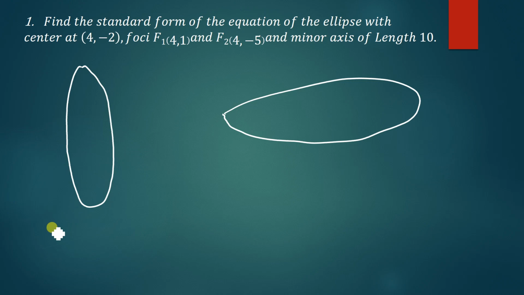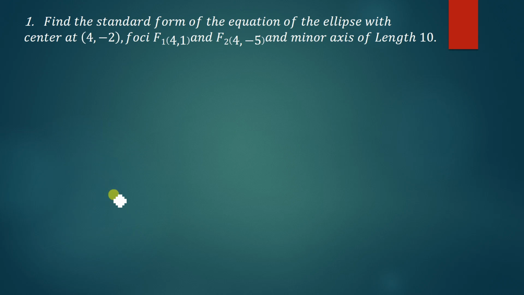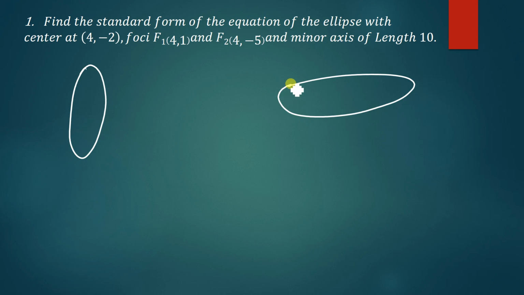If it's along the y, you have y squared over a squared plus x squared over b squared. Let me write it this way. I was saying if you have the one that is in the y, then the other one is in the x. So you expect your equation to be x squared over b squared plus y squared over a squared is equal to 1.